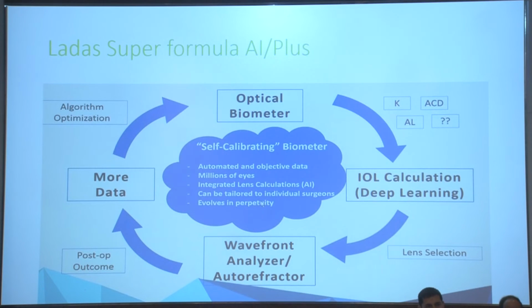LADAS has also given a formula in such a way that it can be incorporated in the optical biometer. So now our optical biometer is also smart, like our smartwatch. Whatever patient you operate on, you get the results. That result is automatically fed into the optical biometer, and that will be automatically corrected for the next patient.